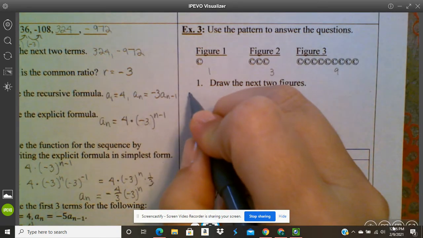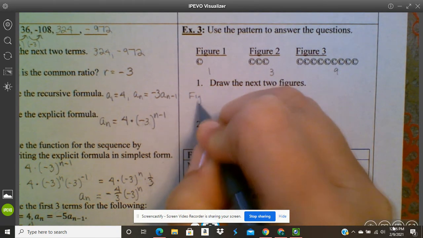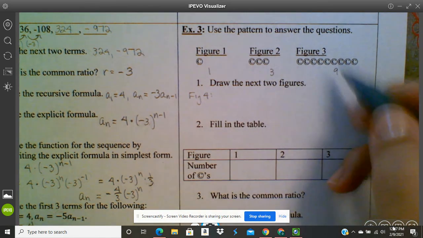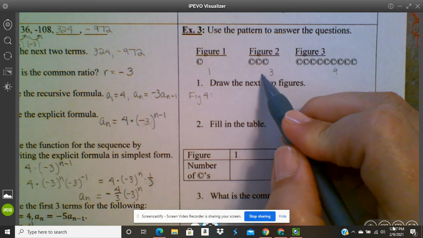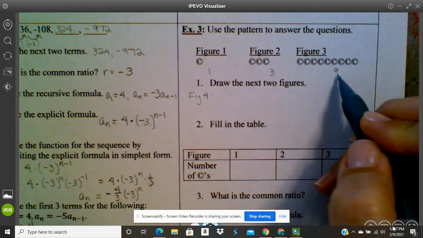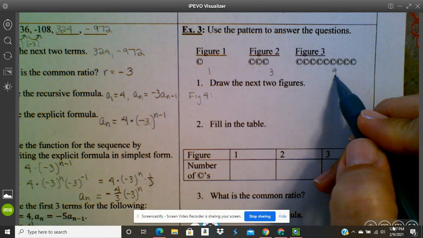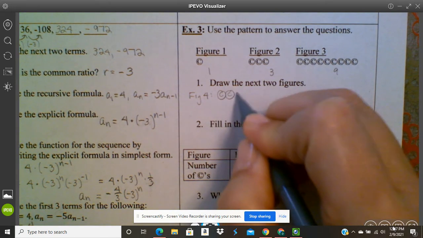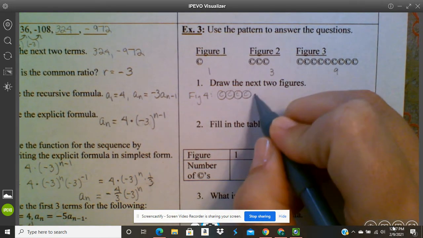And suddenly I'm rethinking using this, because that means I have to draw, let's see, we multiplied by 3 to get 3. We multiplied by 3 to get 9. So we'll have to multiply by 3 again. I've got to do 27 of these.